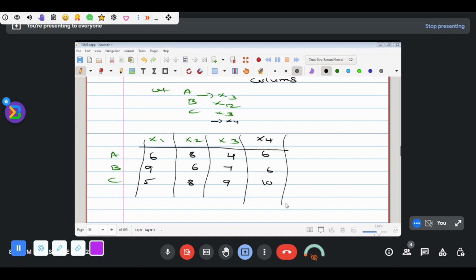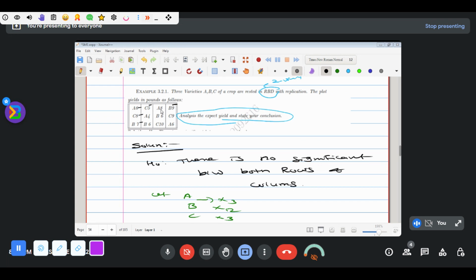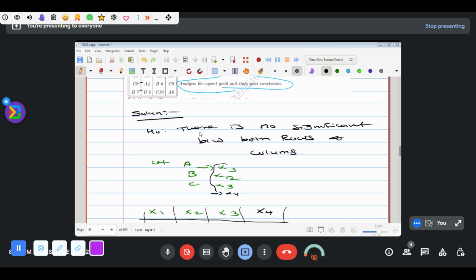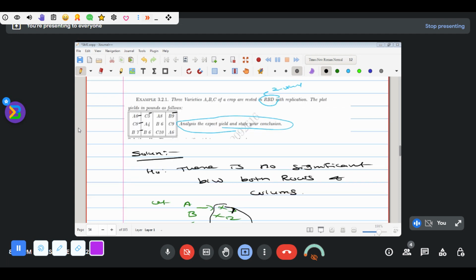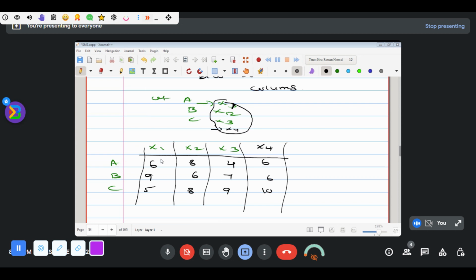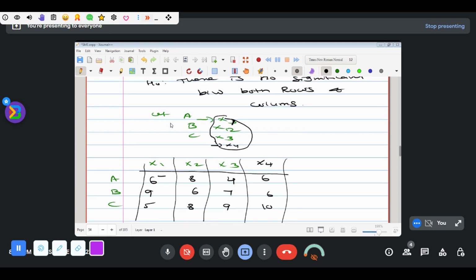Could you explain once more? Yes, no issues. Total 4 variables because here 4 columns are there, and 3 treatments A, B, C. So I am writing here total 4 variables x1, x2, x3, x4, and the treatments are A, B, C. For the first column x1, the corresponding A value is 6, so I am writing 6 here. And x1 corresponding B value, how much? Okay, maybe I wrote it wrongly.